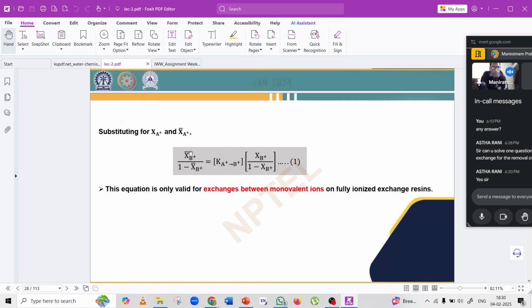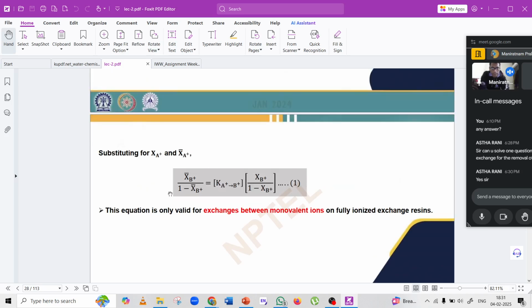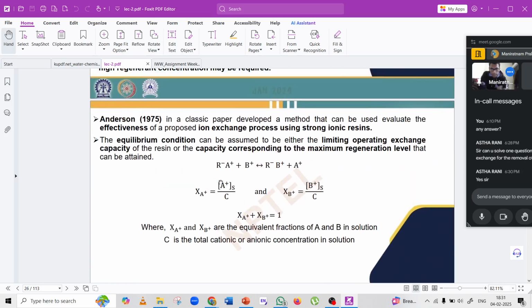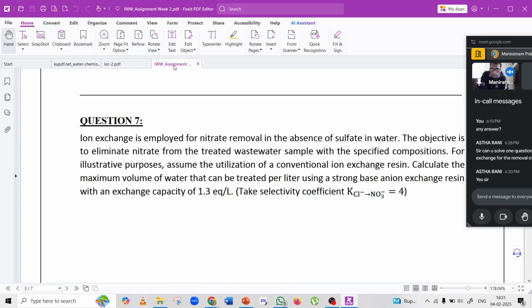First we have to find the fraction of adsorbent that has to be removed, and that is given by this equation. There is also a proof: suppose here RA is our resin and B is our contaminant, and we have to treat B. B is the pollutant, and in your question B is nitrate and A is chloride. We have to remove nitrate, and with the help of chloride, this is the concept of ion exchange: chloride will be replaced by nitrate.